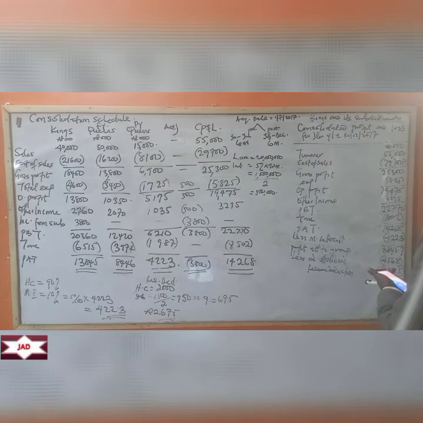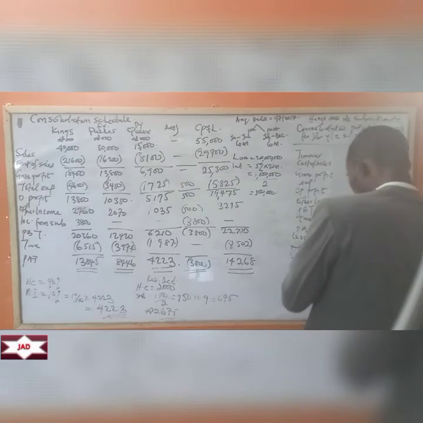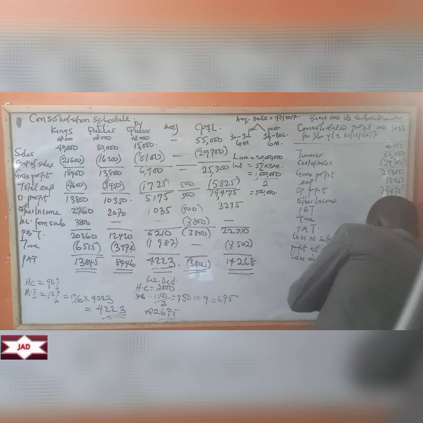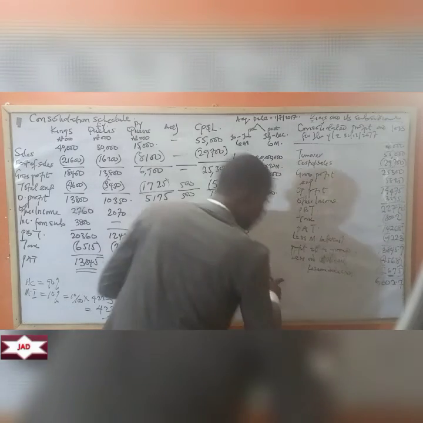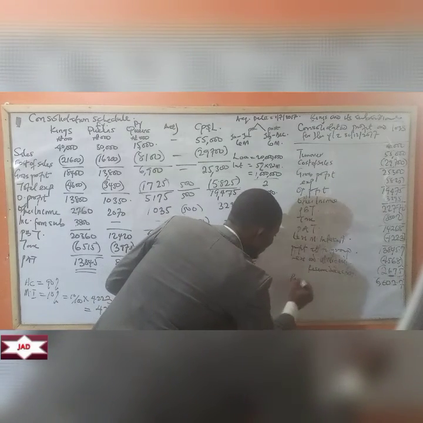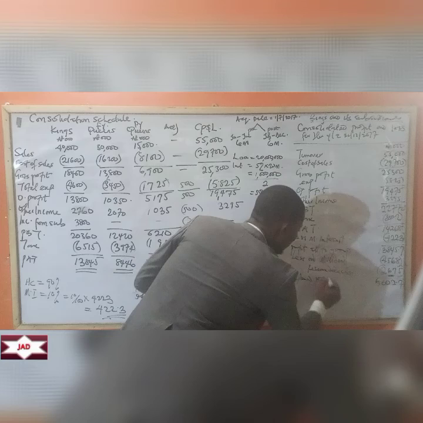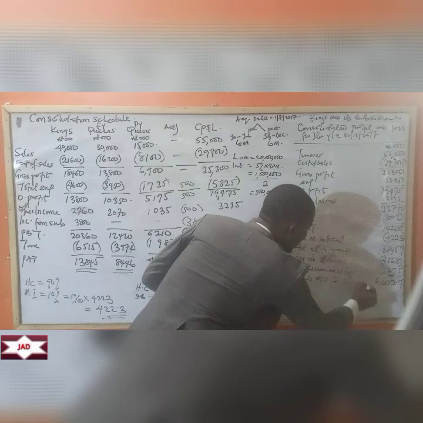So what do we have? We have 13,845.7 minus 4,568 minus 2,675. That'll be 6,602.7. So this, okay, is what? Retained profit for the year.